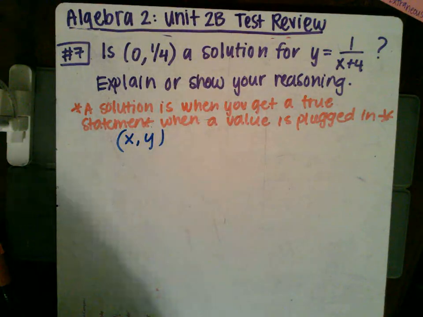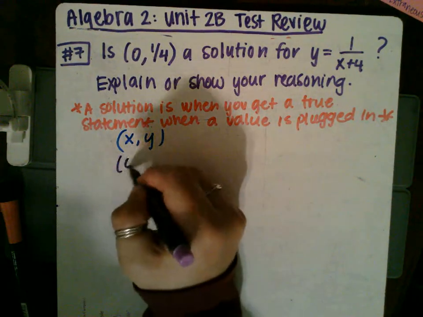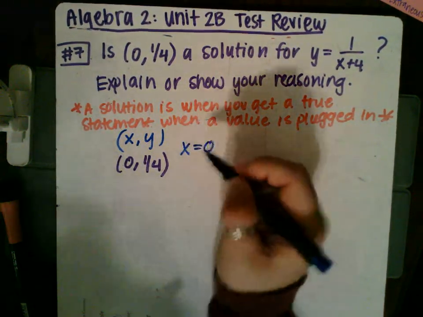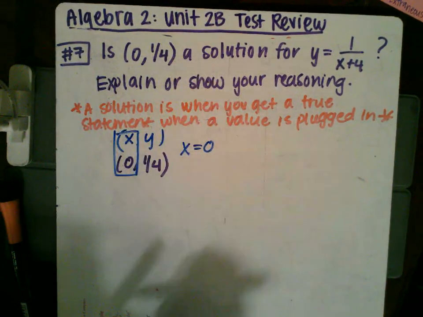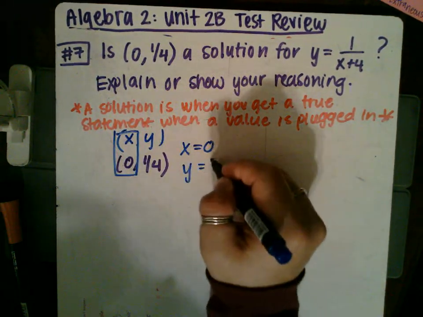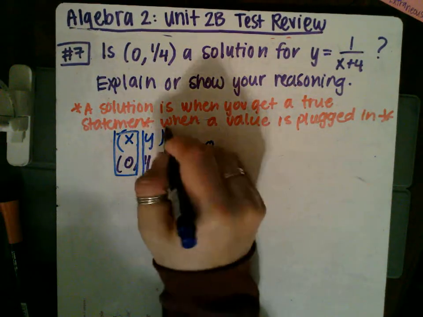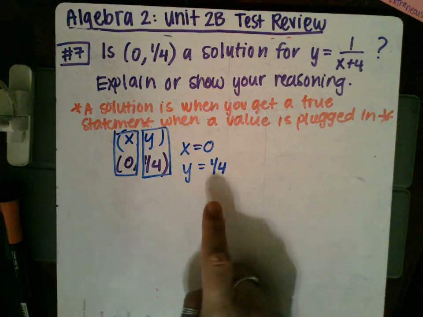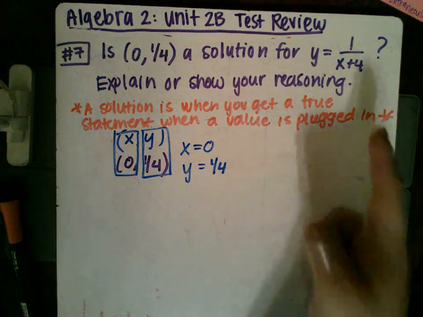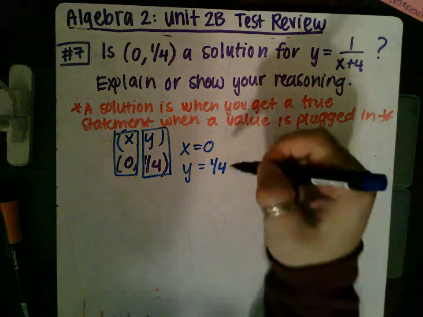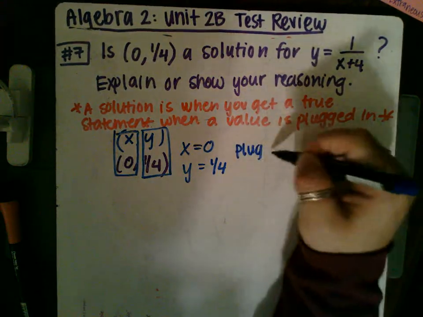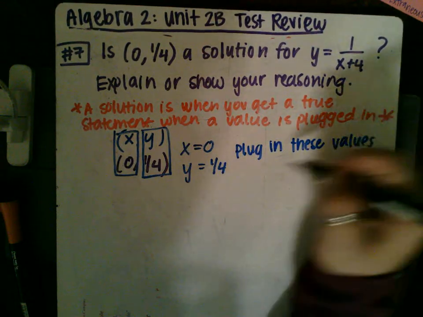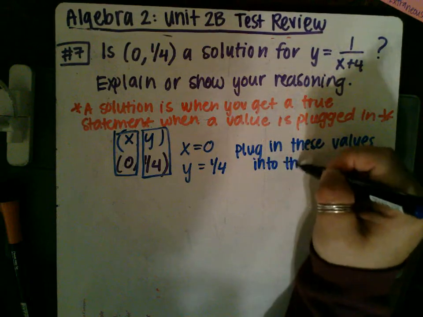So for this particular point, for the point (0, 1/4), here we can see that x is equal to 0 and y is equal to 1/4 because they're in those same spots. So to check if x equals 0 and y is 1/4 is a solution to this equation, we are going to plug in these values into the given equation.